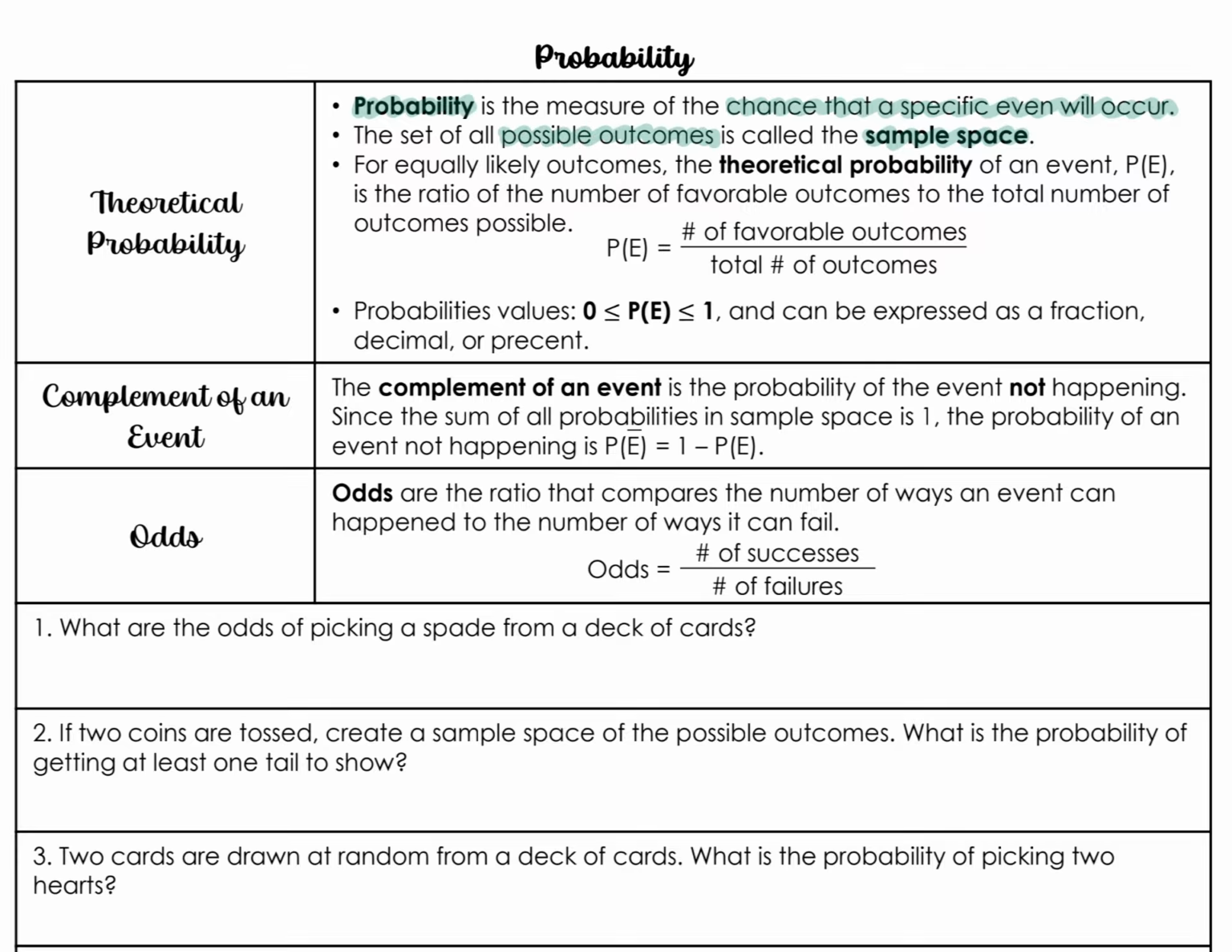For equally likely outcomes, the theoretical probability of an event, so probability of E, is going to be the ratio of the number of favorable outcomes, so what we want, to the total number of outcomes. And so here they're giving you an example of how you would set that up.